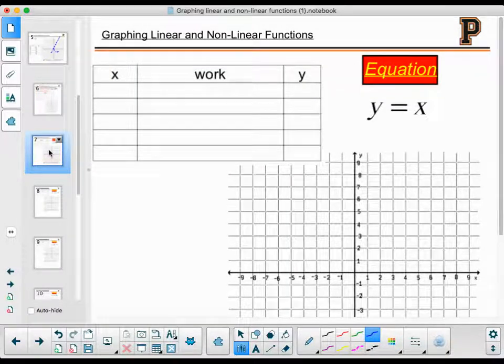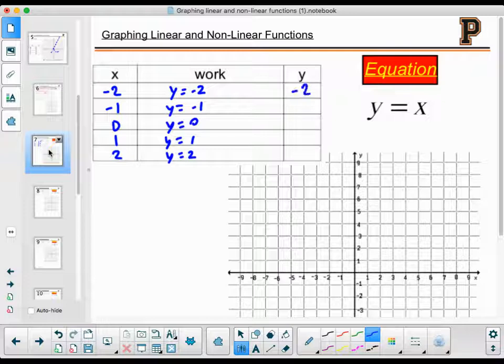First one, super easy, y equals x. This is, by the way, called the parent function. Let's pick out some easy values of x. Okay, the work on this is just to say, all right, y is equal to my x value of -2. Y is equal to my x value of -1. Okay, so I've done my work, and now I just plot them.